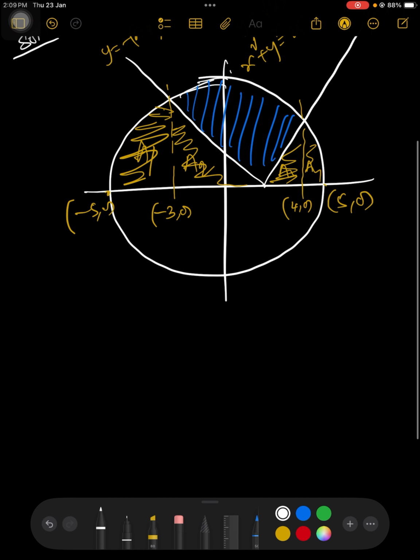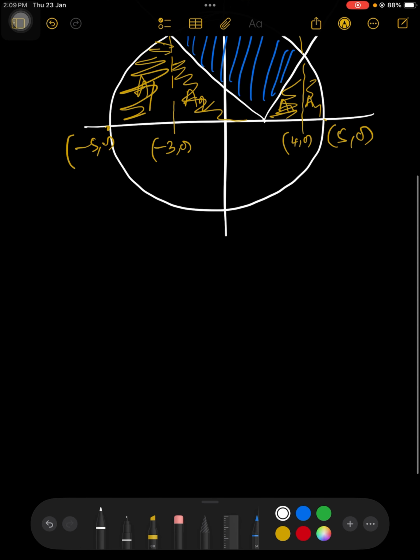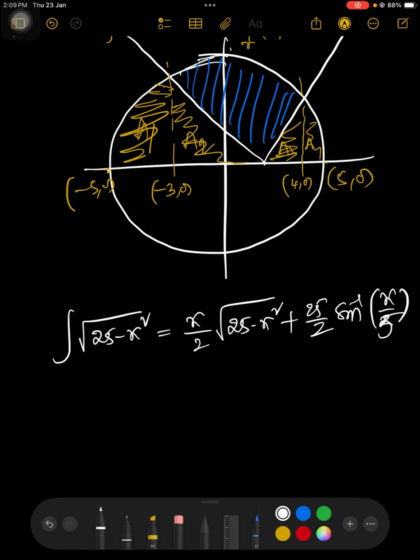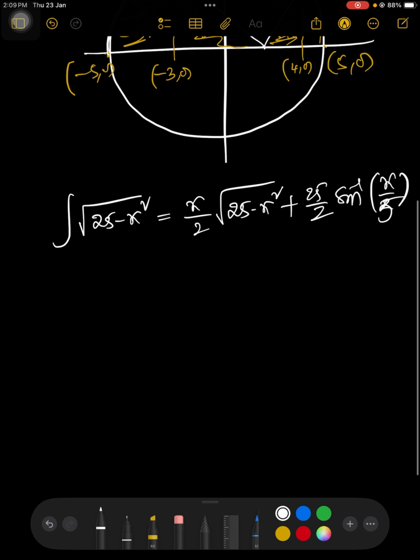So the upper part is y equal to root over 25 minus x square. Now the integration of root over 25 minus x square is nothing but x by 2 root over 25 minus x square plus a square by 2 sine inverse of x by a. Sorry, x by a. Right. Now the first part is A1, which is the area from minus 5 to minus 3. Now I can substitute the boundaries from minus 5 to minus 3.